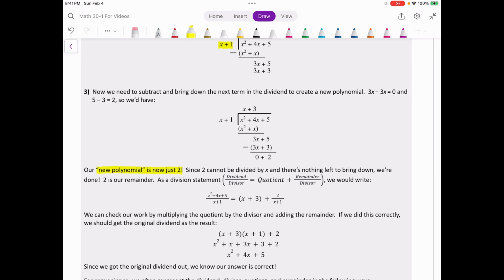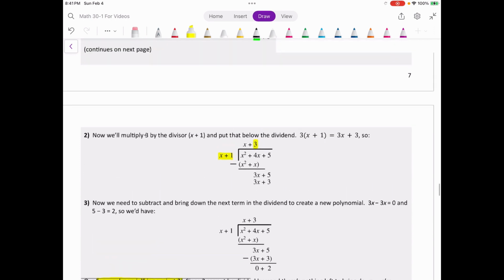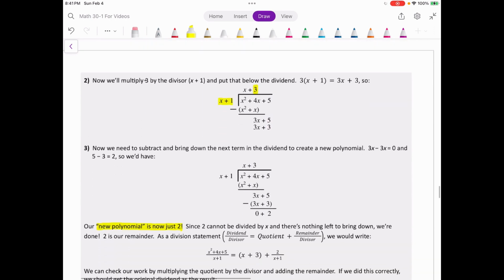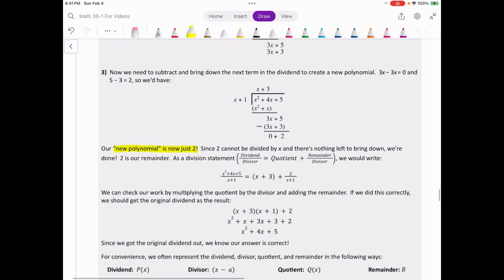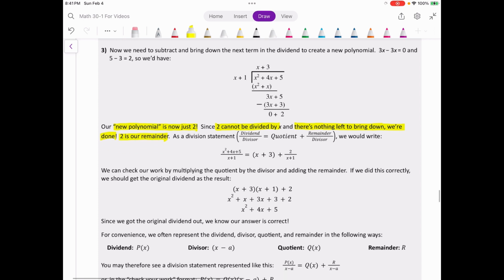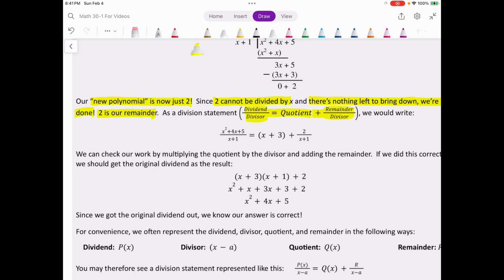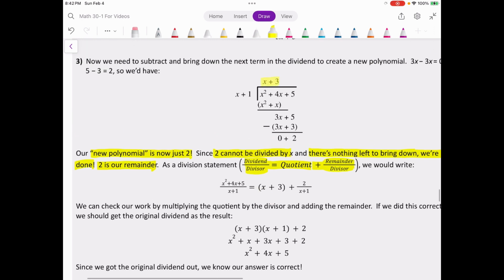Now, 2 cannot be divided by x. 3x could, and so could x squared, but 2 can't. 2 over x does not really give us anything other than 2 divided by x. So 2 cannot be divided by x. There's nothing left to bring down, so we are done. 2 is our remainder. As a division statement, dividend over divisor equals quotient plus remainder over divisor, we would write this as x squared plus 4x plus 5 over x plus 1 equals x plus 3. That's our quotient. X plus 3 plus 2 over x plus 1.